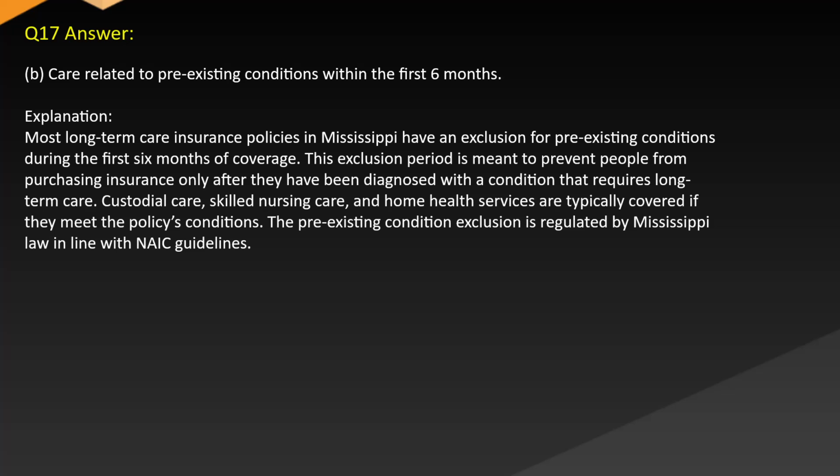Explanation: Most long-term care insurance policies in Mississippi have an exclusion for pre-existing conditions during the first 6 months of coverage. This exclusion period is meant to prevent people from purchasing insurance only after they have been diagnosed with a condition that requires long-term care. Custodial care, skilled nursing care, and home health services are typically covered if they meet the policy's conditions. The pre-existing condition exclusion is regulated by Mississippi law in line with NAIC guidelines.